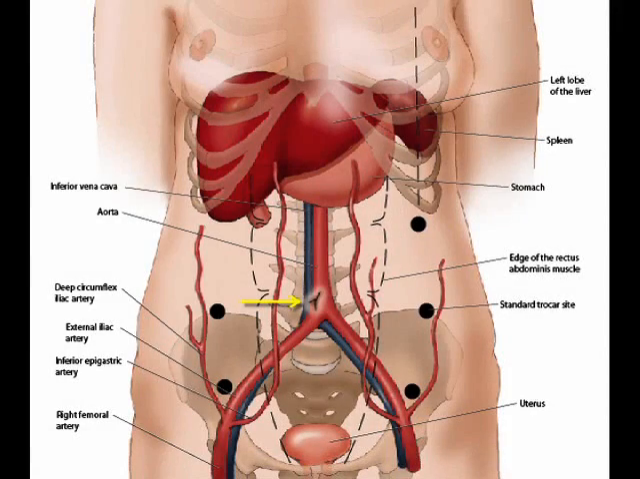The umbilicus is the most common site for primary trocar placement, as it is the thinnest site on the anterior abdominal wall.